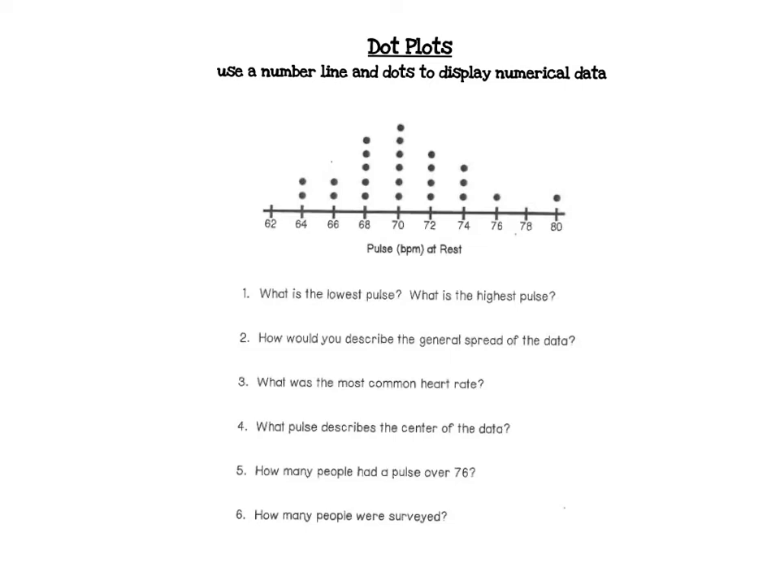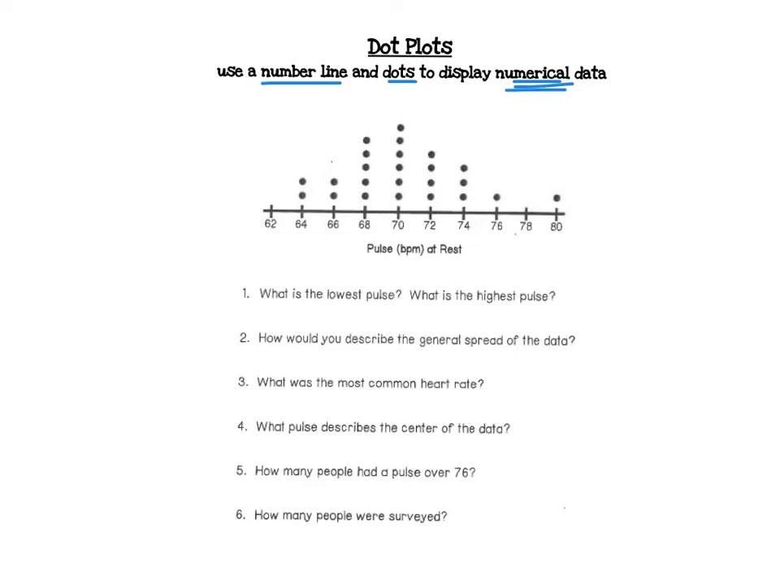Dot plots are one type of graph that we will be using as we move through our unit on statistics. A dot plot is special because we use a number line and dots to display numerical data. So whenever our data is numerical, which means numbers, we could use a dot plot to organize that. Sometimes you will see X's over the number line instead of dots, but it is still the same idea, okay? Dot plot. I've even seen these referred to as line plots, okay?